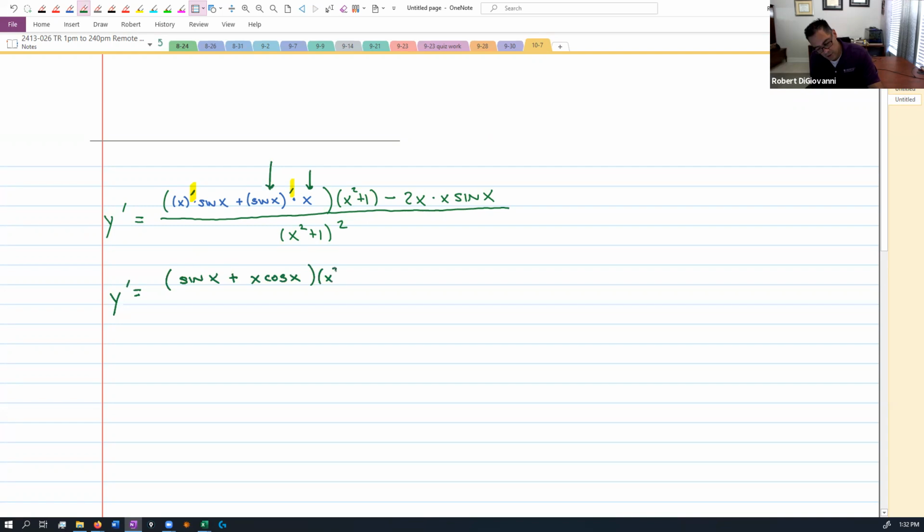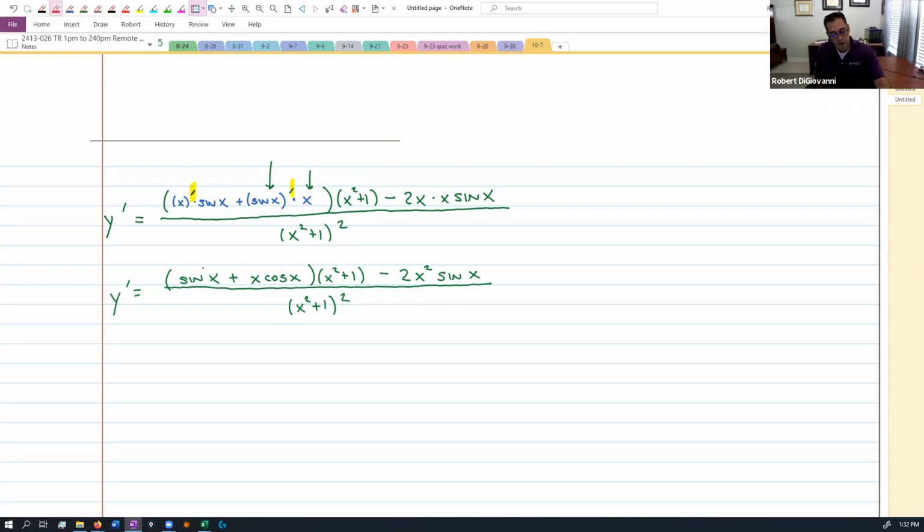I still have the x squared plus 1. I still have the minus. Now this I can put together. I can put those x's together as an x squared. And then I take the whole thing and put it over that square. At this point, we've done all the derivatives, right? There's no more calculus to do. Everything from here on out would be algebra. So I think I'm happy with that as an answer.